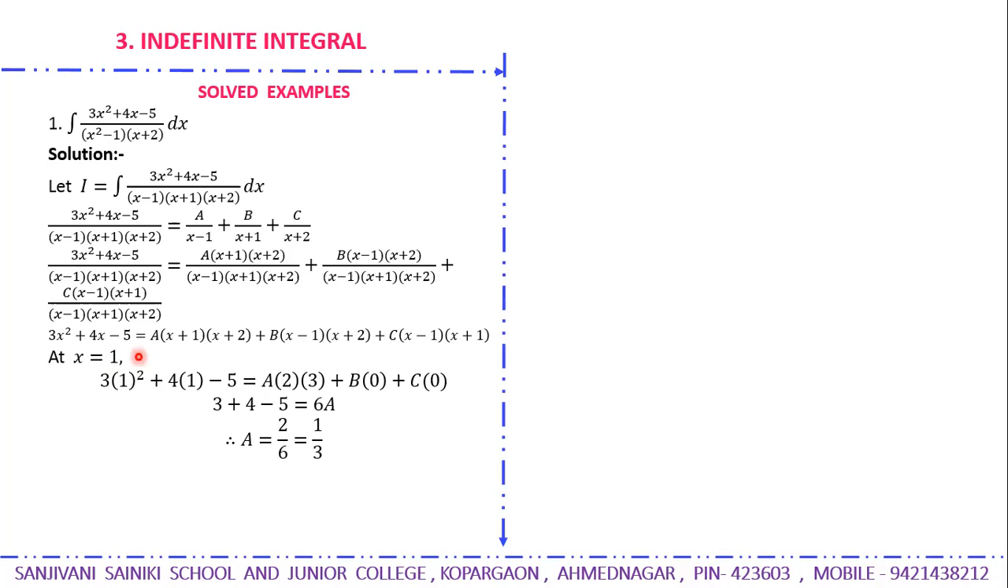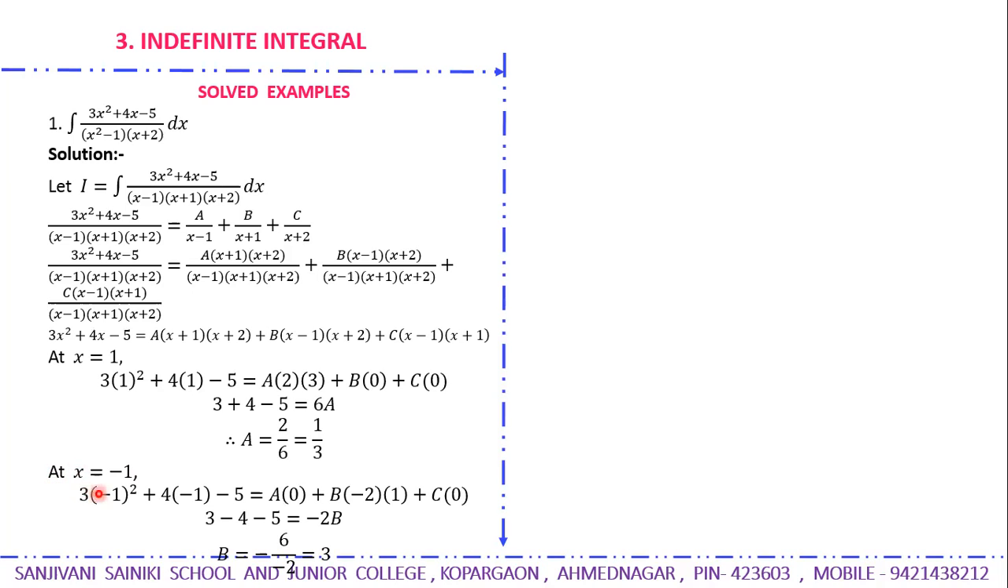x is equal to 1. You can see these factors. Now for x equal to 1, x minus 1 becomes 0, so these two terms will vanish and you will get only a. A into 1 plus 1 is 2 and 1 plus 2 is 3. So a into 2 into 3. Simplify it, you will get a equal to 1 upon 3.